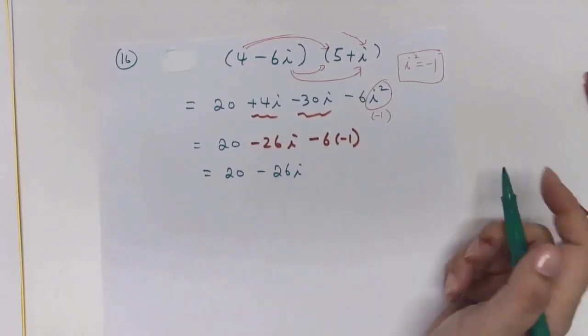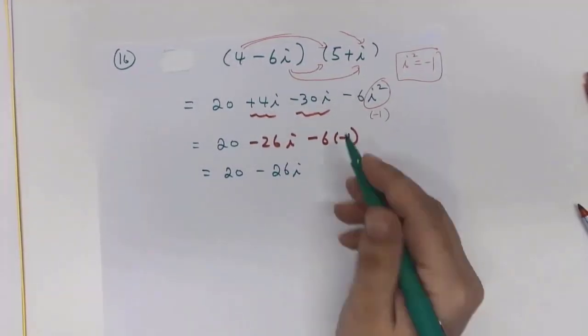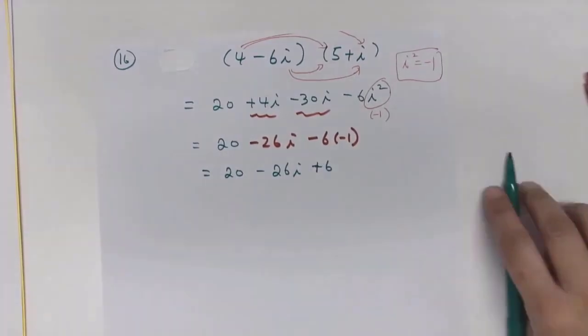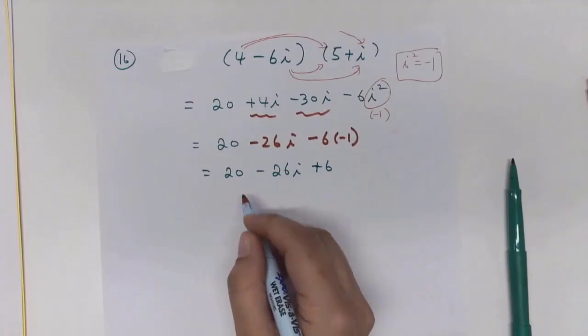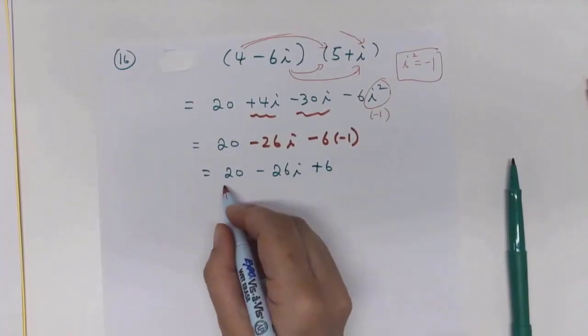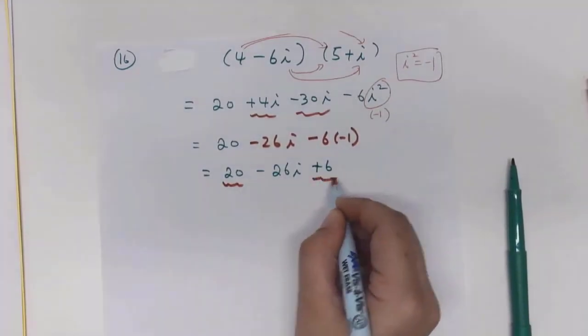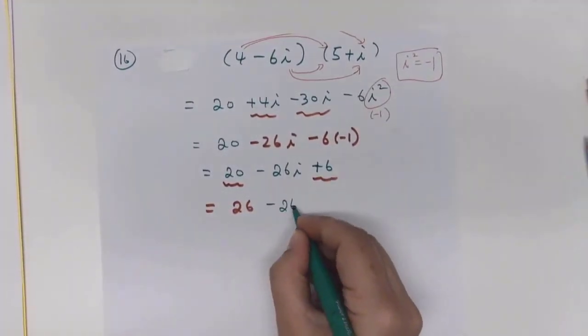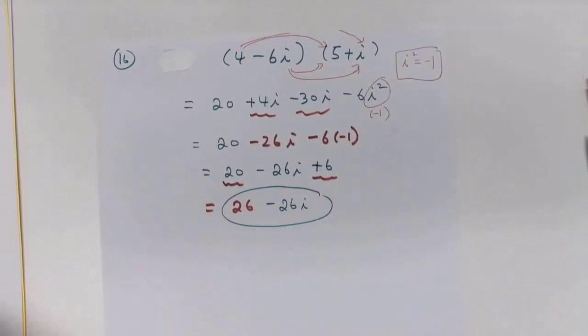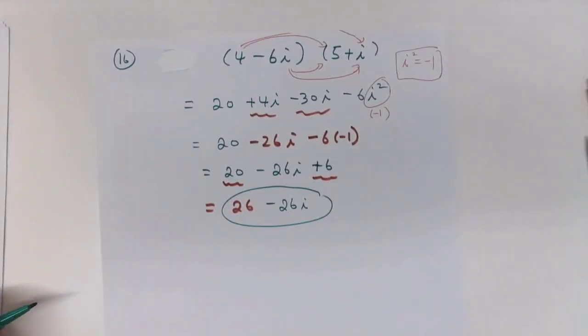This multiplied together is plus 6. So combined like terms, we're going to have 26 minus 26i. Is that okay? Okay, 2 more and then we can be done. Last 2.